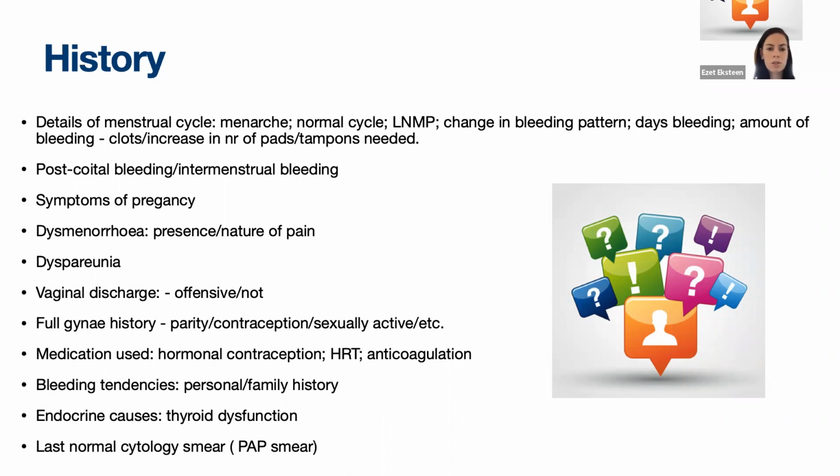Also ask about medications used. Specifically ask about hormones, especially contraception, or if a patient is on hormone replacement therapy, and ask about anticoagulation therapy that the patient might be using. Also ask about a history of bleeding tendencies. Most of the bleeding tendencies, like von Willebrand's disease or hemophilia, have a very strong genetic component. So ask about a family history of potential bleeding tendencies. And then you can also ask about any other endocrine system that might be dysfunctional, especially your thyroid.